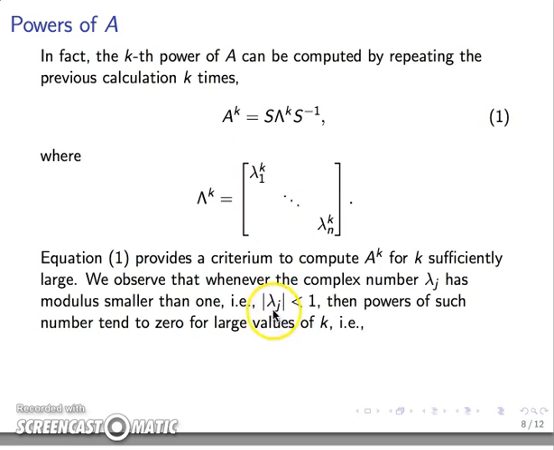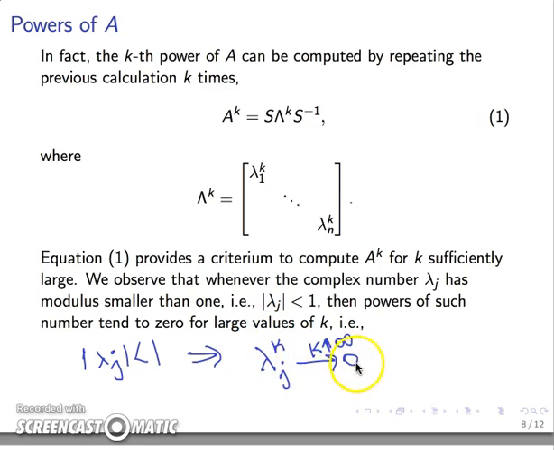an important thing to remember is that whenever an eigenvalue has modulus less than 1, then basically this is saying that if lambda j is less than 1 in modulus, then lambda j to the k goes to 0 as this value of k goes to infinity. So this complex number would converge to 0 whenever its modulus is less than 1.